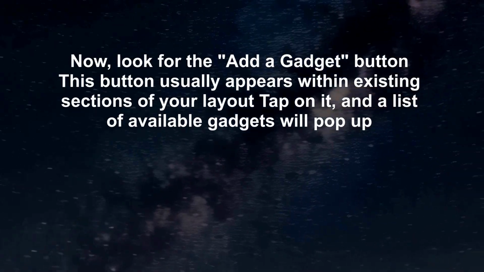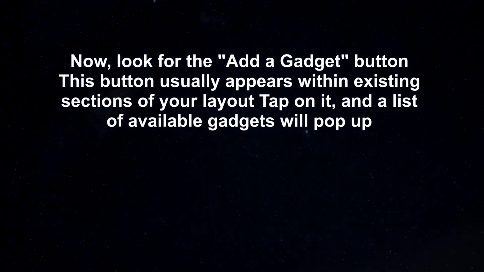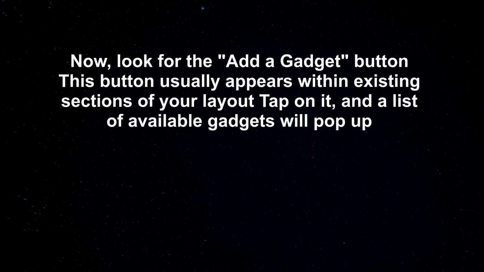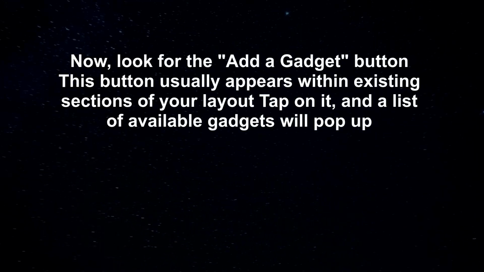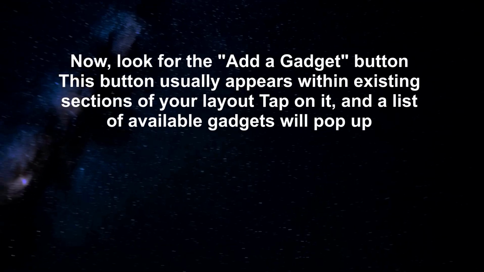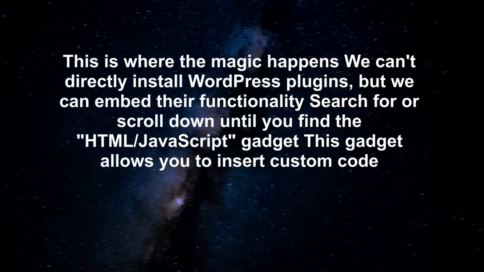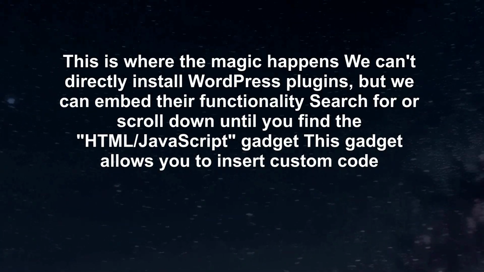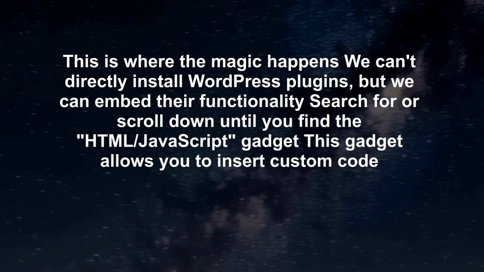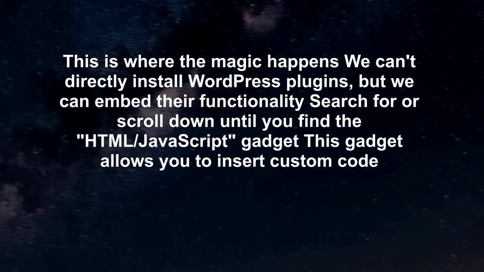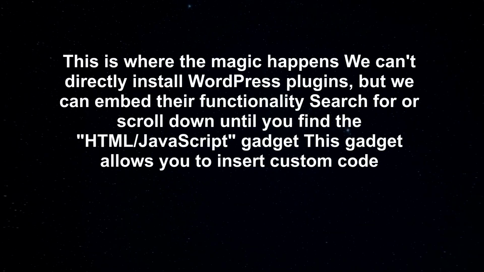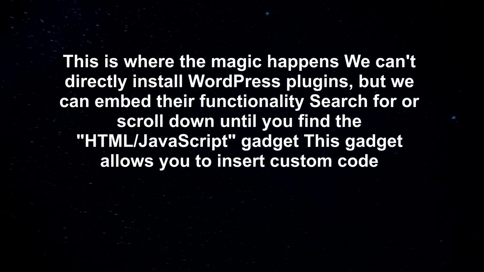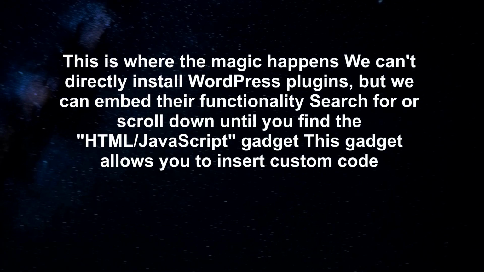Now look for the Add a Gadget button. This button usually appears within existing sections of your layout. Tap on it, and a list of available gadgets will pop up. This is where the magic happens. We can't directly install WordPress plugins, but we can embed their functionality. Search for or scroll down until you find the HTML JavaScript gadget. This gadget allows you to insert custom code.